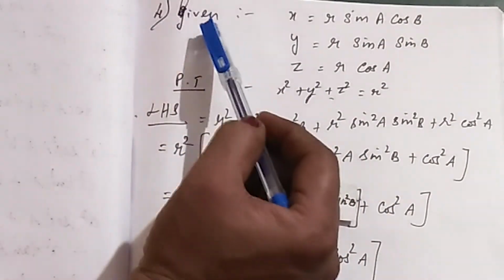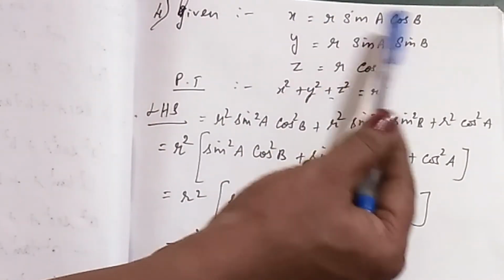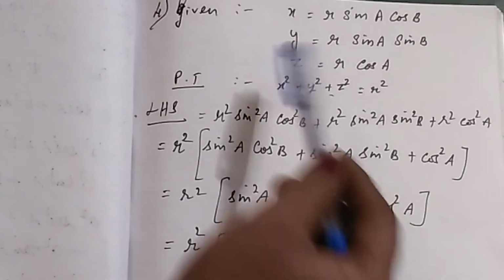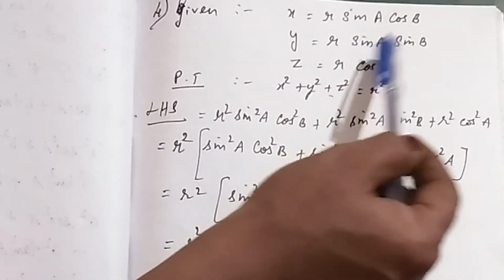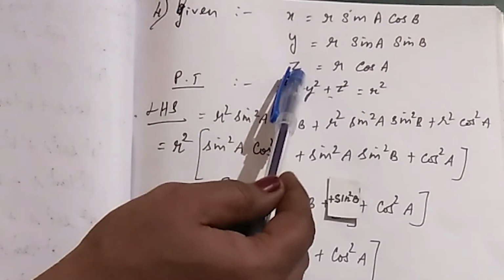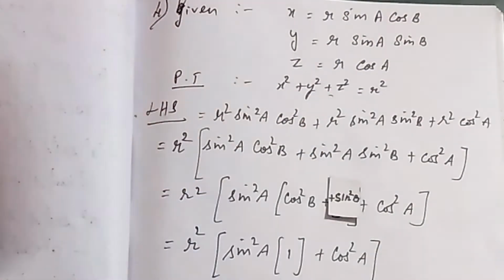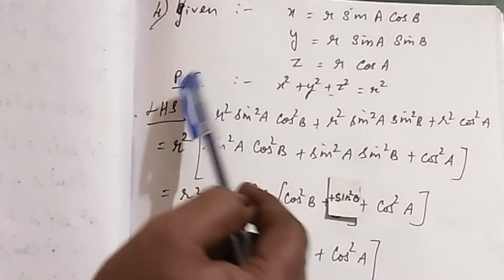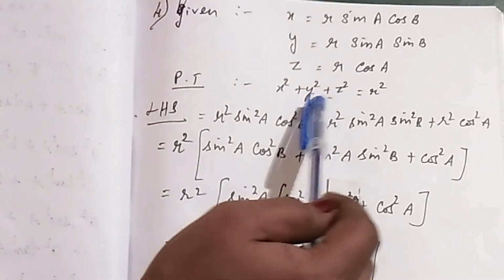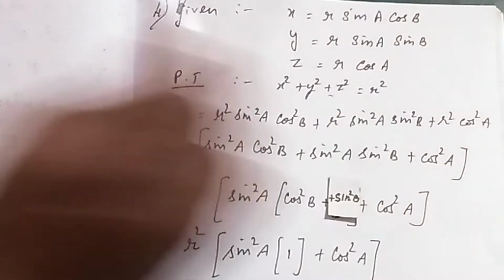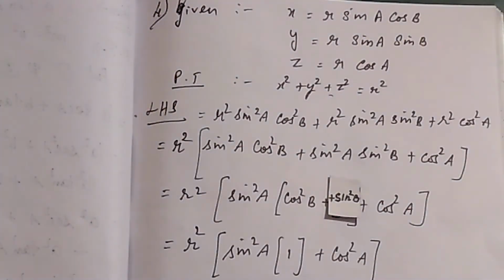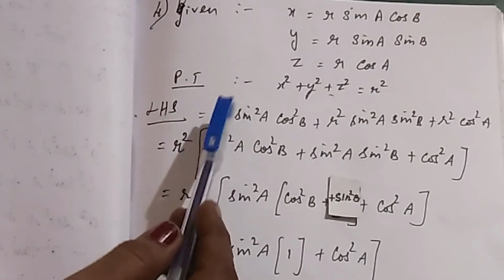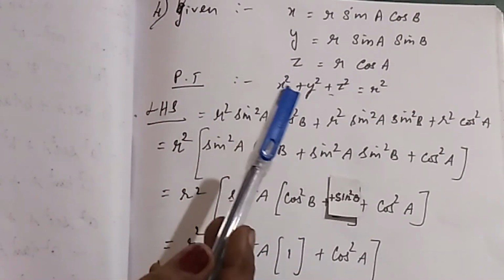Question number 4. Given x is equal to r sin a cos b. y is equal to r sin a sin b. z is equal to r cos a. Prove that x square plus y square plus z square is equal to r square. Okay, take the left hand side. You know x, y and z values.